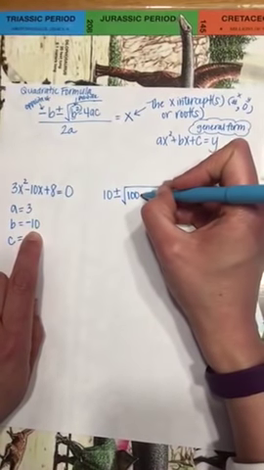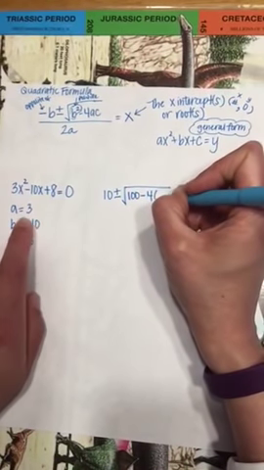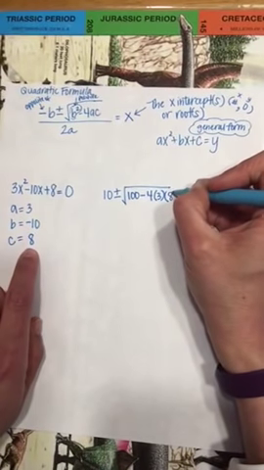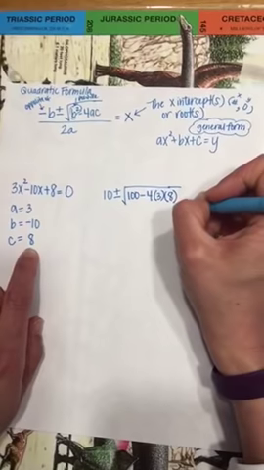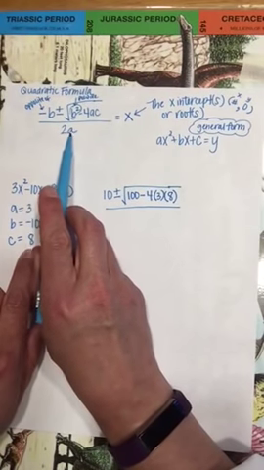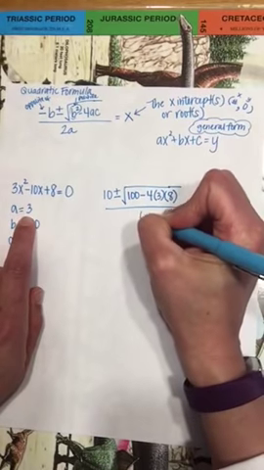Then I would go ahead and put minus 4. I'm going to multiply it by my a term and then also by my c term. Then what I'm going to do is divide it by 2 times a. I'm going to go ahead and multiply 2 times a. 2 times 3 is 6.